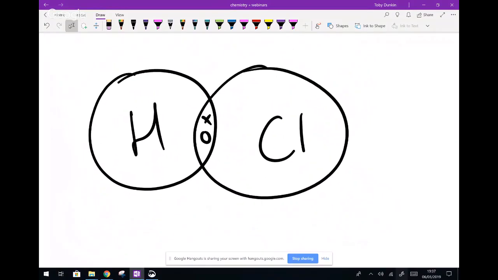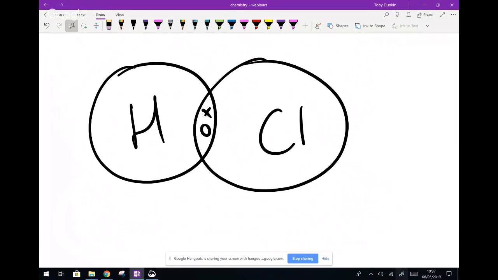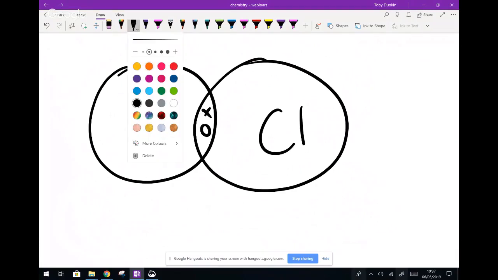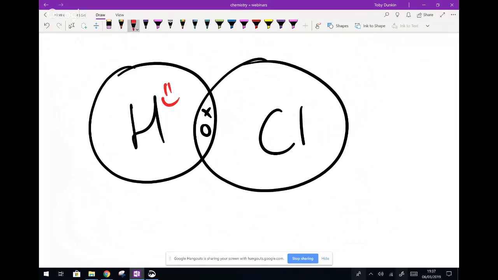So this one's important. Hydrogen has only one shell, and that first shell only holds two, which means hydrogen's happy. Hydrogen's thinking, woo, full, don't need 8, only need 2. But chlorine, on the other hand, is not over. We put chlorine's other 6 on. I'm just going to highlight that one. There was chlorine's 7 electrons that it had originally.